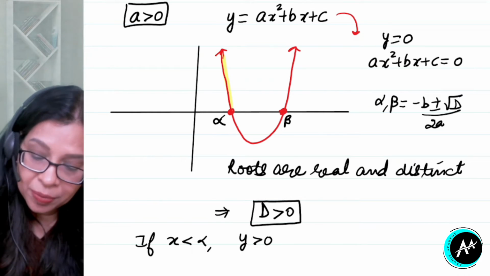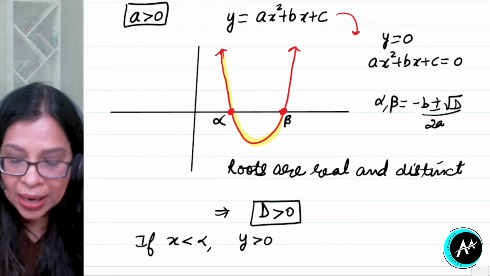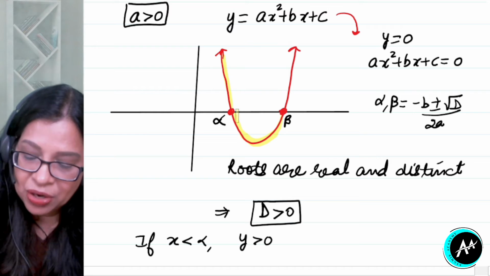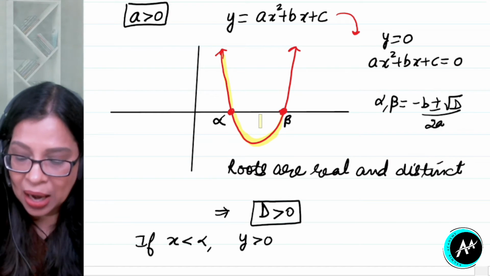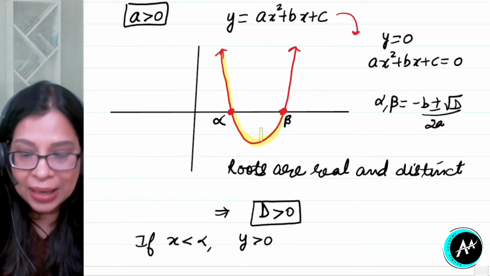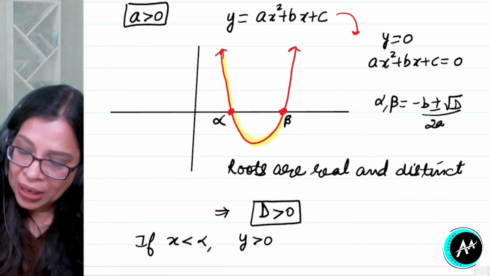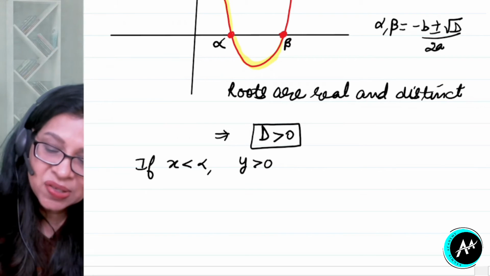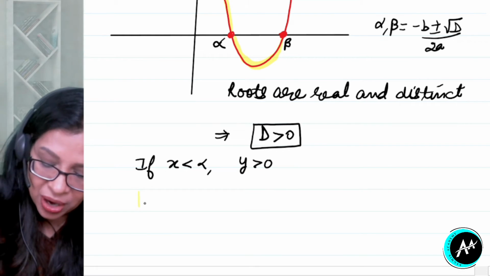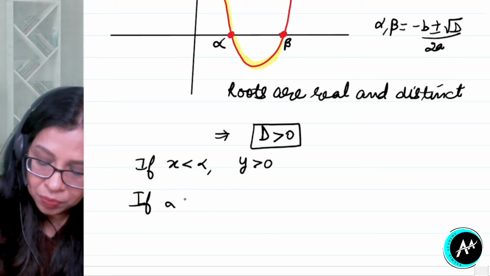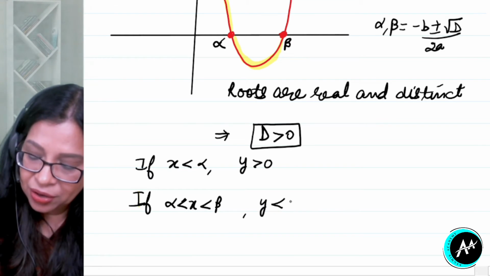Now look at this part of the graph. This is below the x-axis, and what are the values taken by x between alpha and beta? So can you see when x is between alpha and beta, the graph is below the x-axis? That means the y coordinate will be negative. So let us write this thing that if x is lying between alpha and beta, then I have y to be negative.